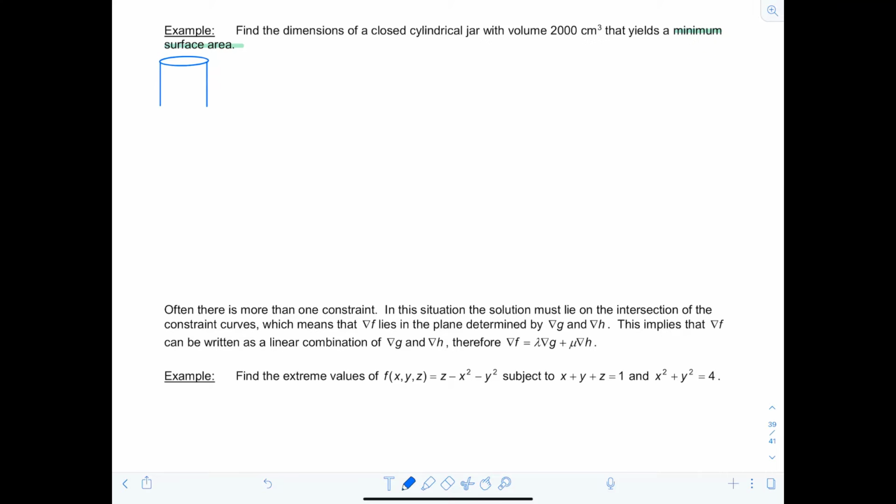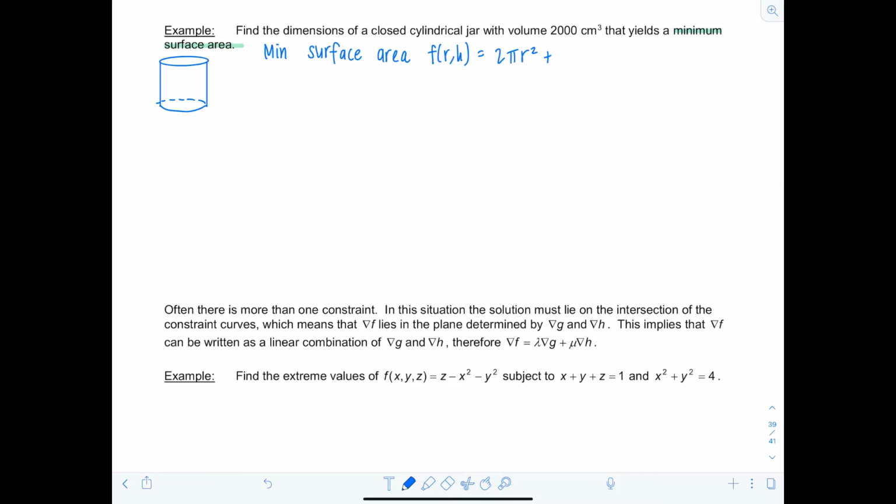So it's got a lid and a bottom. Okay, so I want to minimize surface area. And I know surface area is a function of the radius and the height. So F is going to be a function of r and h. Now, I have a lid and a bottom, so the surface area for that is just going to be 2 pi r squared.